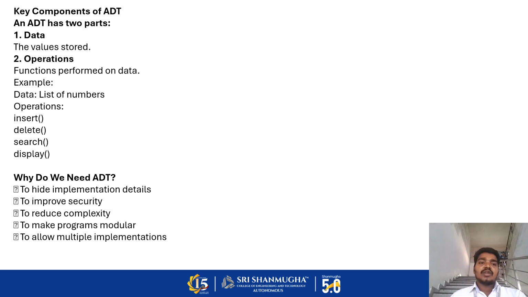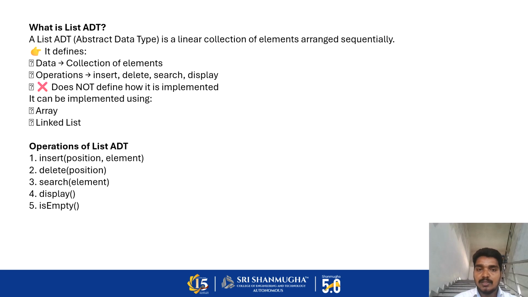Next, the key components of ADT. An ADT has two parts: the data and the operations. The data stores the values, and the operations are performed on the data. For example, the data is a list of numbers and the operations are insert, delete, search, display. Why do we need the ADT? To hide implementation details and improve security, to reduce complexity, to make programs modular, and to allow multiple implementations.